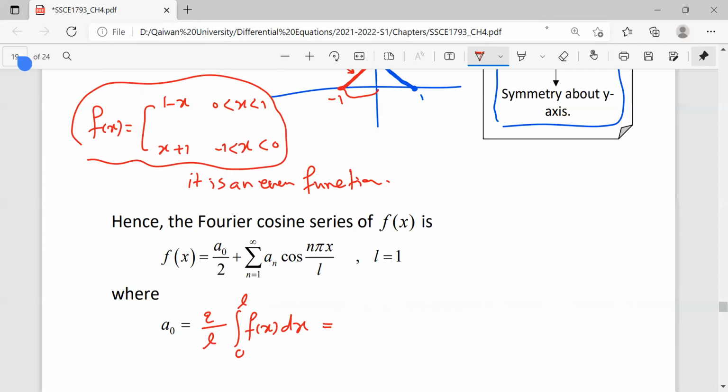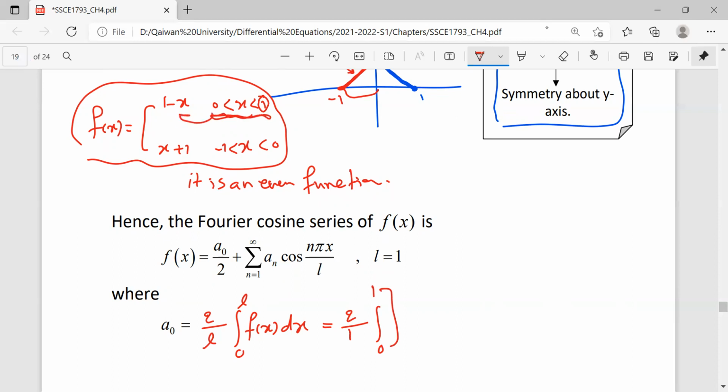L here is 1. It's from -1 to 1. So we just get 1 for L. We say it's 2 over 1, integration from 0 to 1 for f of x.